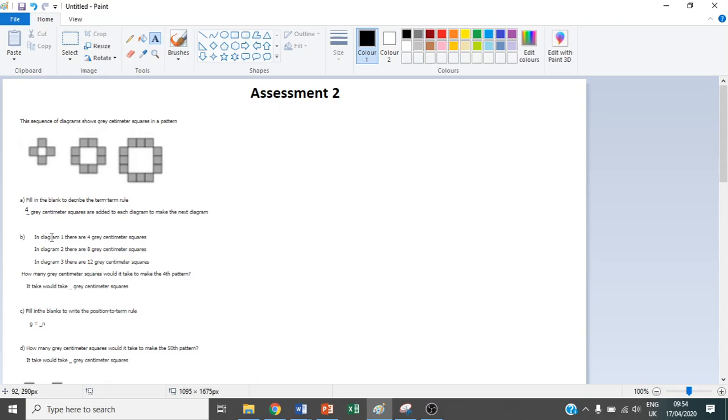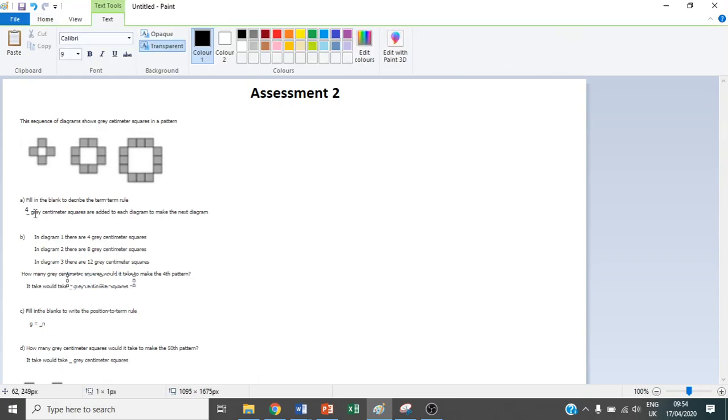Part B basically repeats and makes clear what we've just said. Diagram 1 has got 4 gray tiles, diagram 2 has got 8 gray tiles, diagram 3 has got 12 gray tiles. How many gray centimeter squares would it take to make the 4th pattern? If I were just to continue drawing this along, you would know what that would look like. Instead of 3 squares on each side, I'd have 4 squares on each side. Also, you should be able to see my number pattern here, 4, 8, 12. The next one is going to be 4 more, like I set up here, 16.